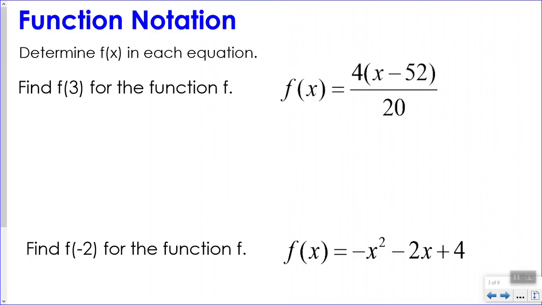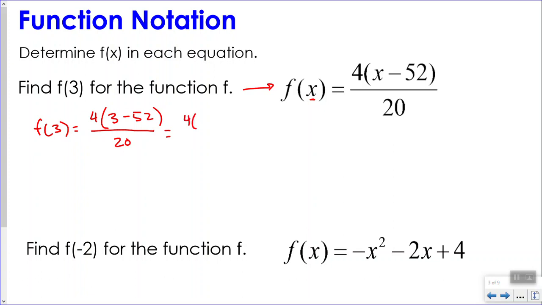So we're going to practice first with our function notation. Here I want to find f of 3 for my function. So again, 3 replaces x in the rule. So we would say that f of 3 equals, and then I just take out x and plug in 3. So we have 4 times (3 minus 5) squared, all over 20. And now I just use my order of operations.